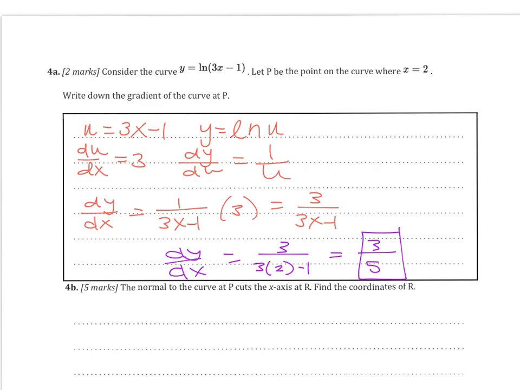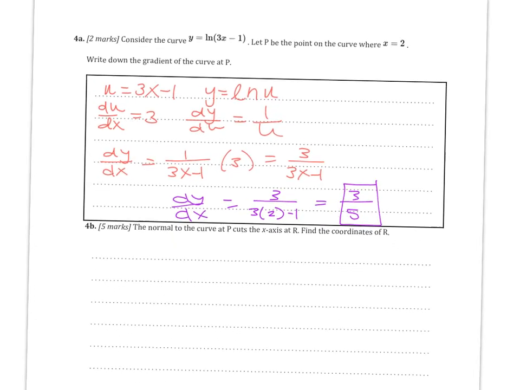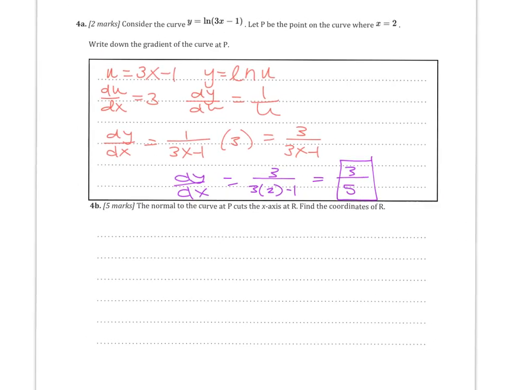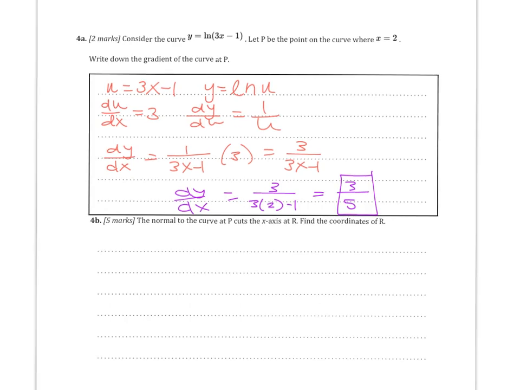So then part B says the normal to the curve cuts the x-axis at R, so find the coordinates of R. So they're asking us to find the x-intercepts. And the key to this is I would just go ahead and write that function that represents the normal equation and then solve for the x-intercepts. So to find the normal equation, we need a point and we need a slope. Hopefully you're seeing a pattern here.